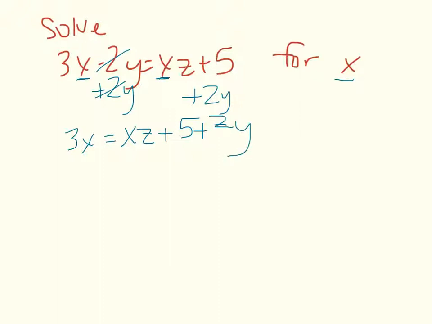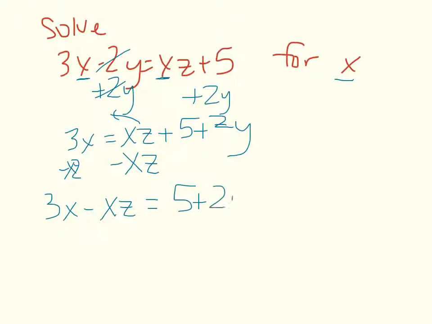So now I'm going to take this xz and I want to move it over to this side, so I need to subtract the xz. So I subtract the xz on both sides. So I have 3x minus xz equals 5 plus 2y.